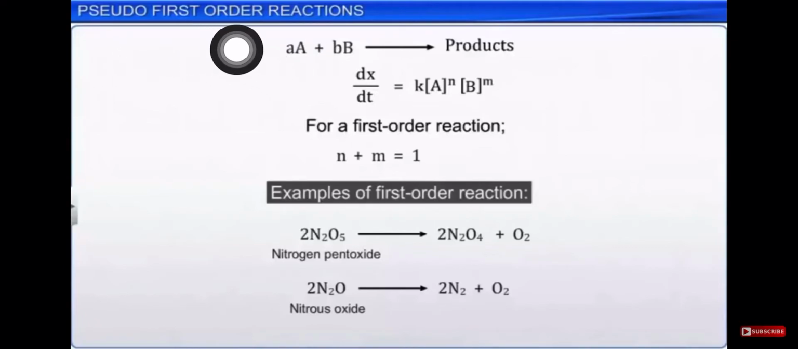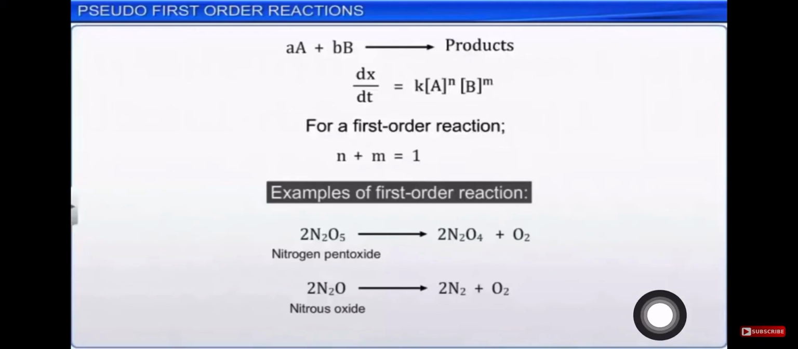In a first order reaction, we know that this is our reaction: a moles of A plus b moles of B gives our product. Based on that, if it is first order, we need n plus m to be equal to 1, and this is the example of the same.